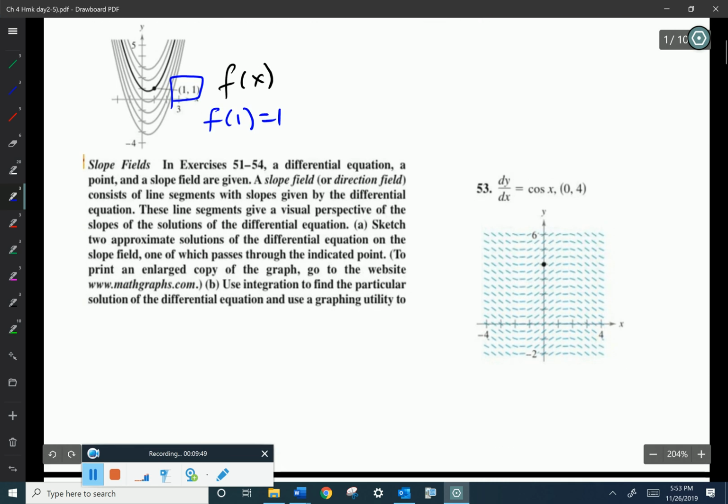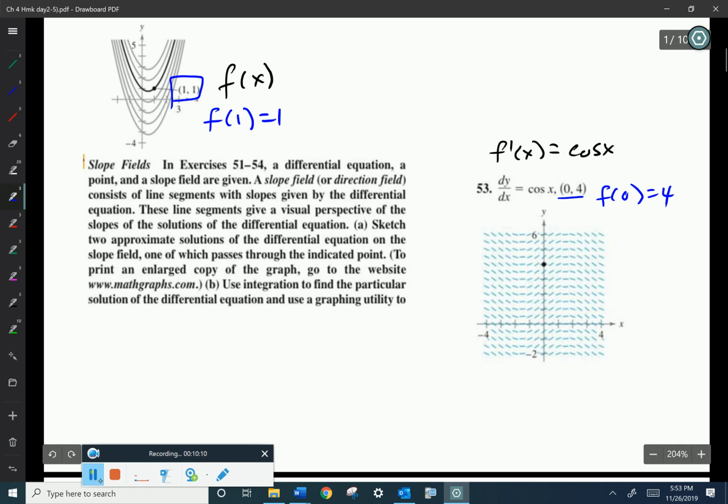Same thing down here on this one. There's a whole lot of words and a lot of different things, but again, on this one, they're giving you the derivative. So they're saying that the derivative of the function is cosine. They give you this ordered pair for the original, so they're saying that f of 0 equals 4. We're going to use that to find the plus c.